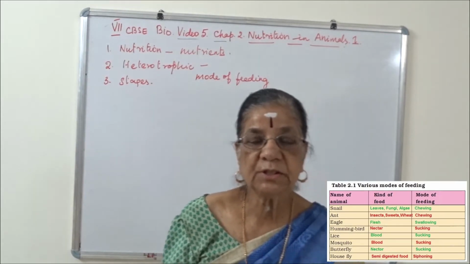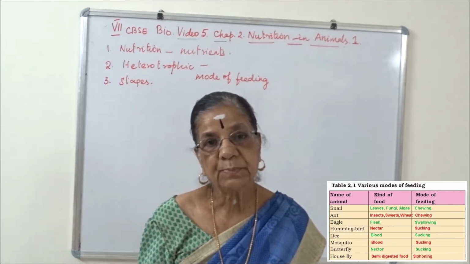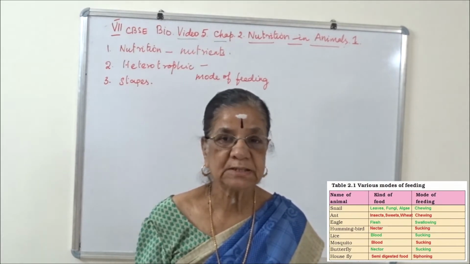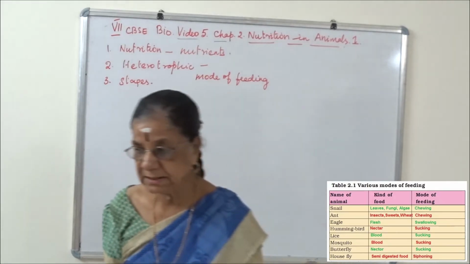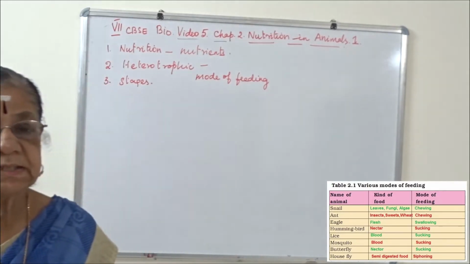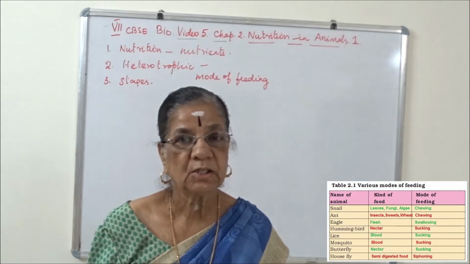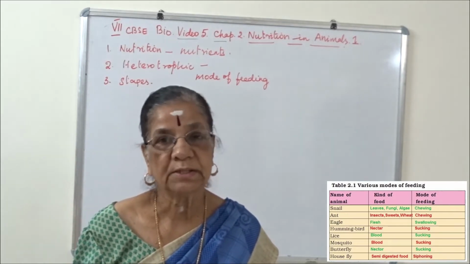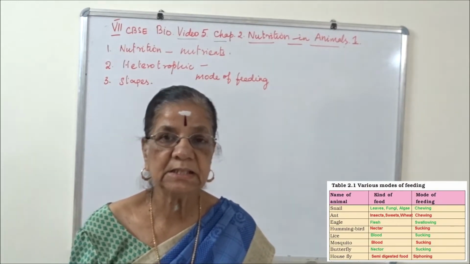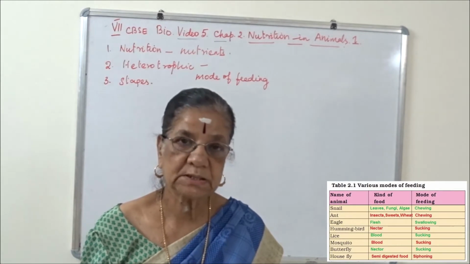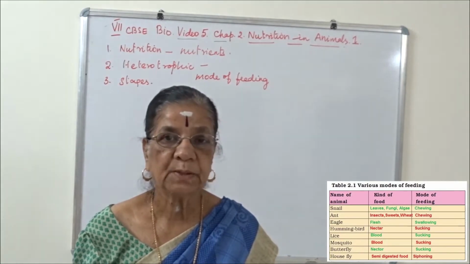Now in nutrition in plants, we say plants are autotrophic and they can prepare their own food by the process of photosynthesis. I hope you remember that. In this process of photosynthesis, the raw materials required by the plants are carbon dioxide and water, whereas sunlight and chlorophyll are the essential parts for the process of photosynthesis.